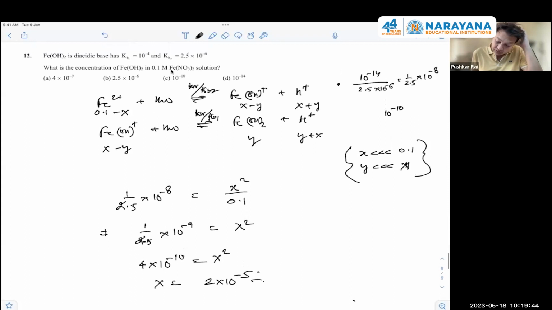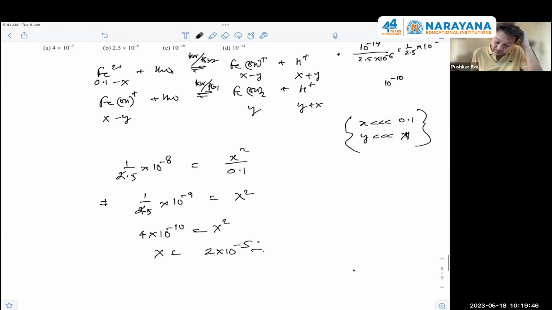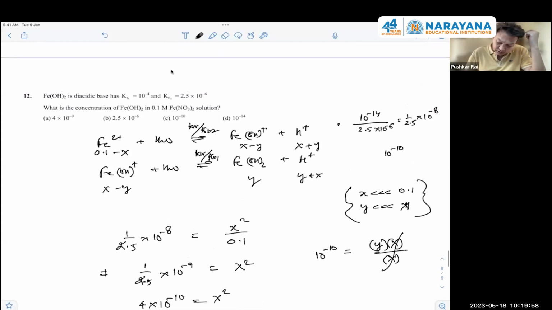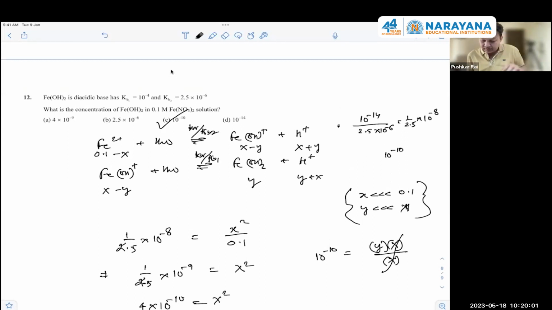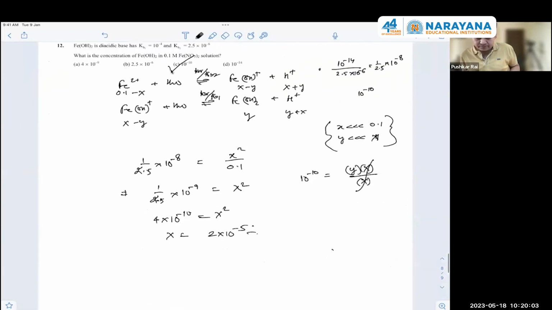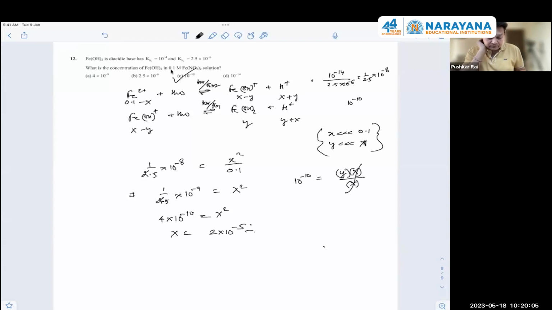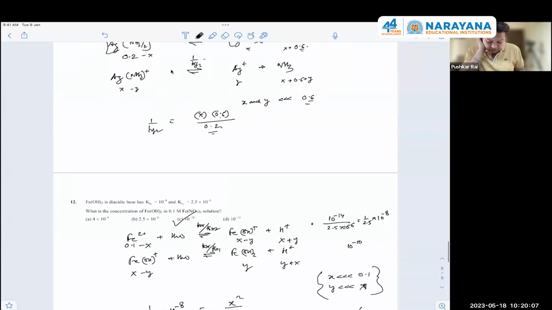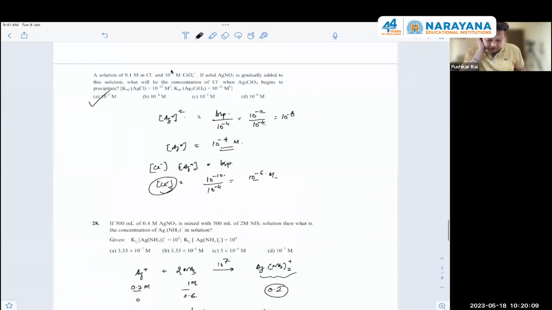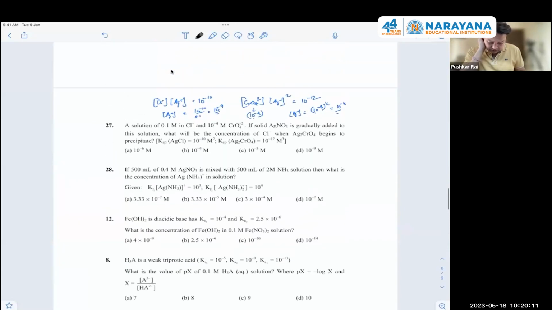So you have to get the value of y. So y is equal to what? 10 to the power minus 10. The second equilibrium is equal to y into x divided by x. I wasted a lot of time. Simply, the answer is 10 to the power minus 10. Okay. Done. So question number 12 is a hypothetical question. Take it like this.